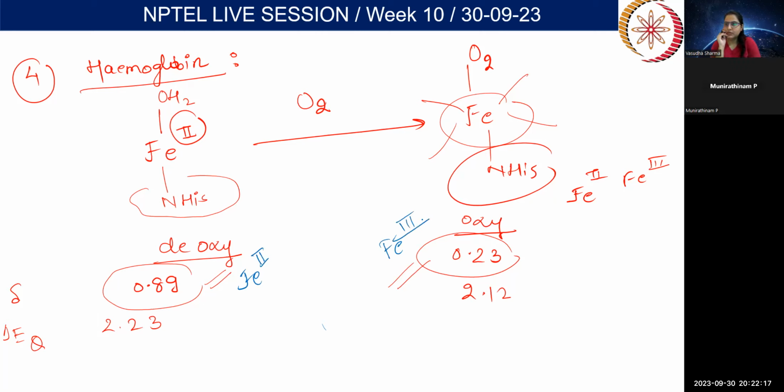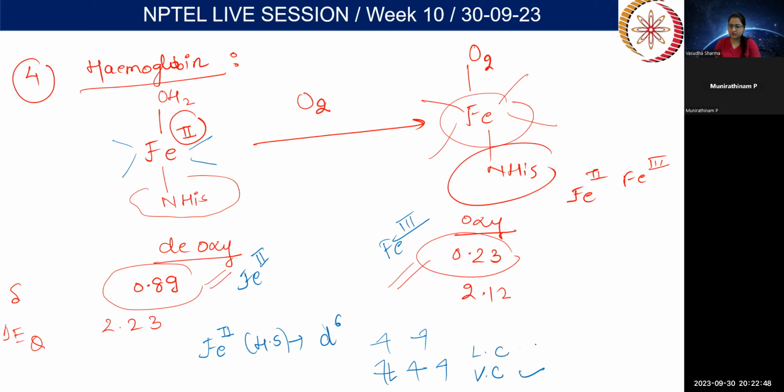Now how do we confirm which one is high spin and which one is low spin? If I say that iron 2, generally I'm saying high spin. High spin is d6, and since it is in an octahedral kind of field, it would be like 1, 2, 3, 4, 5. If I say that it's high spin, it's like this way, and it would have valence contribution as well as lattice contribution. Therefore, delta EQ would be more, right? So this value is there.